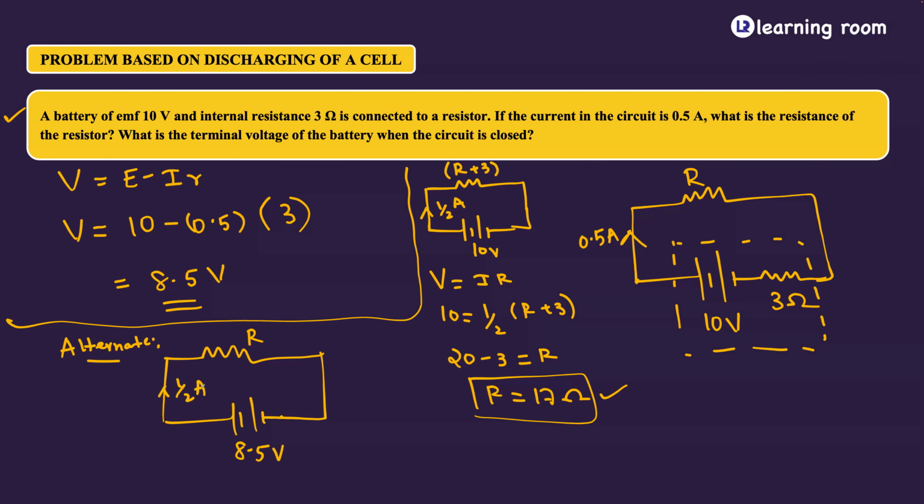Apply V is equal to IR again. You apply V is equal to IR. V this time is not 10, it is 8.5, is equal to current, which is still half, and resistance is capital R. So capital R will be equal to 8.5 into 2, which is still going to give you 17 ohm. It's the same. So however you do, you should get the same answer.